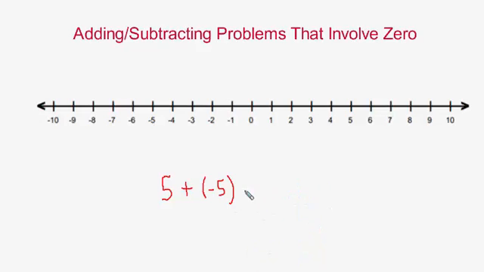If you like the real number line, you could think of it as you're starting at +5, but if you're adding a -5, that means you are to move 5 units to the left, 1, 2, 3, 4, 5, and again, either way, you end up with an answer of 0.